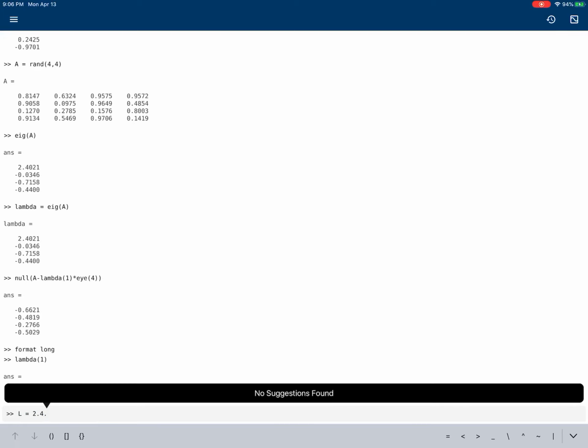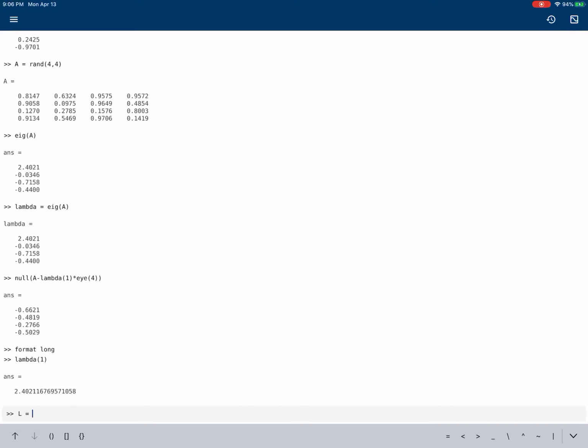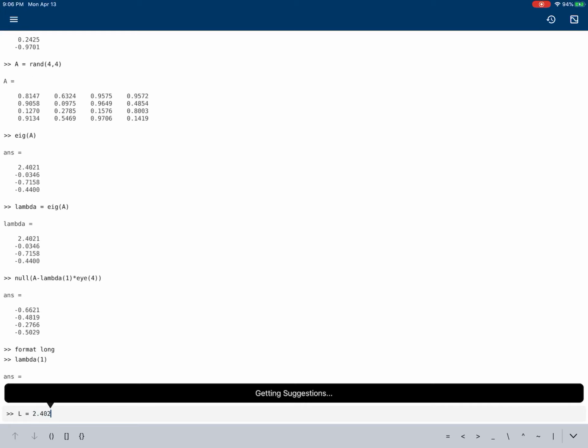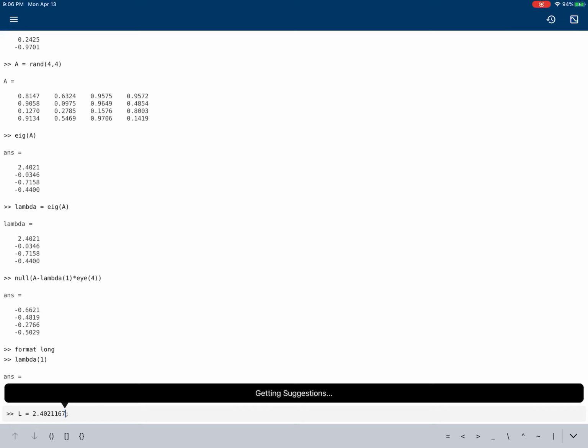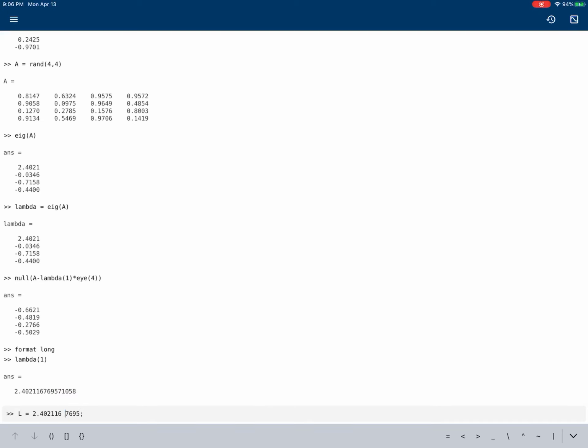Let's go ahead and create L equals 2.4. Oh, shoot, come on. You're killing me. No, I realize there are no suggestions. Get off. 402116. Let's just go ahead and do that. Oh, actually, we can keep on appending here. 7695, is that what I saw?